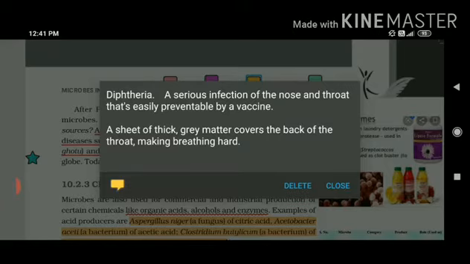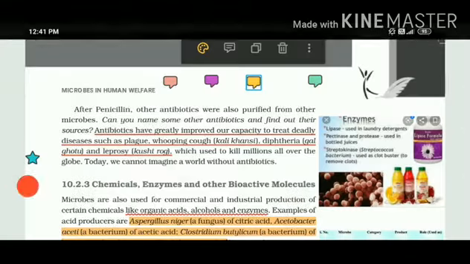A sheet of thick grey matter covers the back of the throat, making breathing very hard. So it can lead to a problem. There is a risk in breathing.